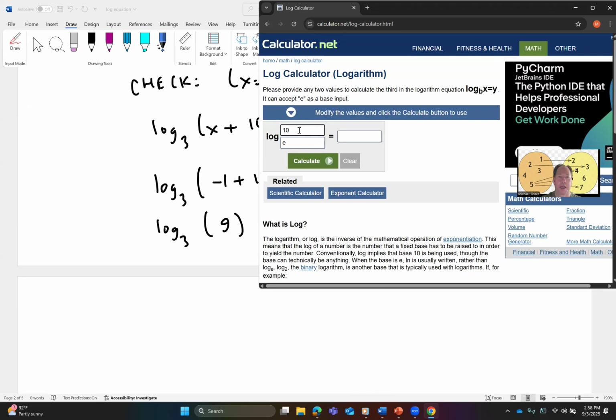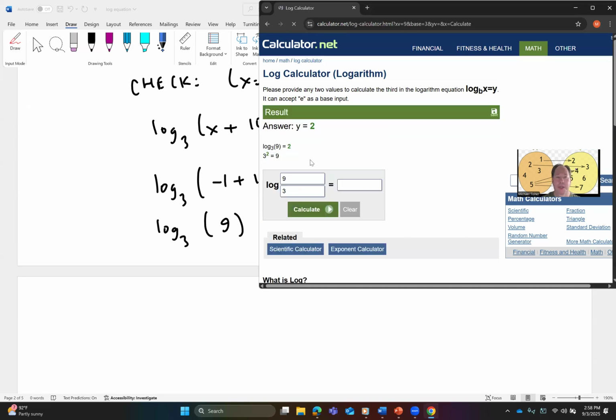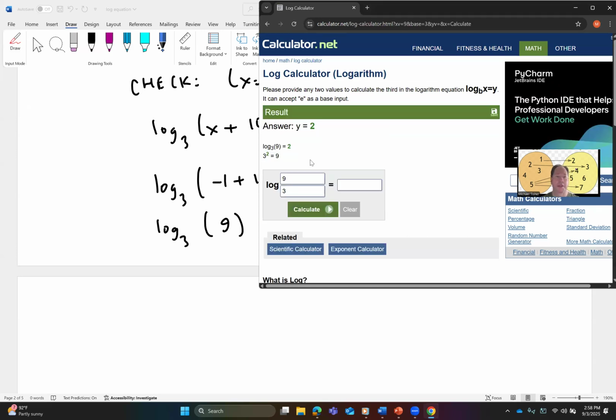So we'll put the 9 in the top and the 3 in the bottom. We'll press calculate, and we get 2. So log to the base 3 of 9 is 2. And the neat thing about it is it tells us why: since the base is 3, we have the 3 right there, and then the log is just an exponent, which is 2, and 9 is the number in the parentheses there. Because 3 squared equals 9, log to the base 3 of 9 is 2.